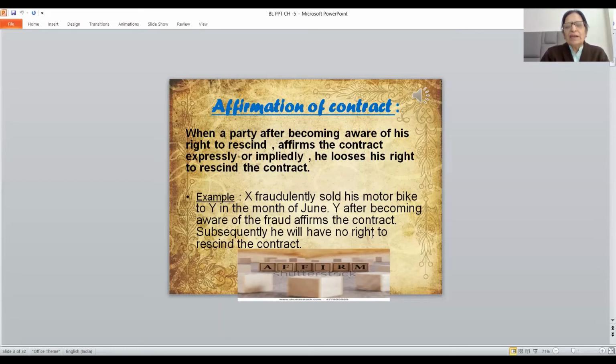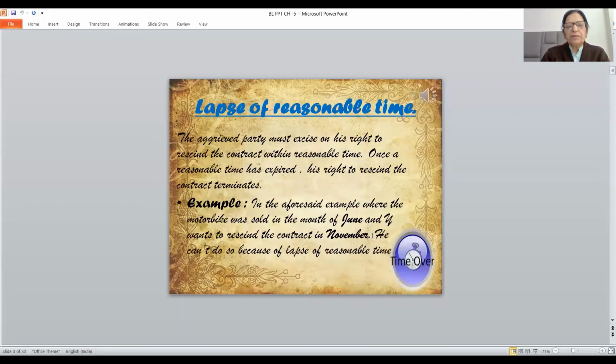Now, the example is before you. X fraudulently sold his motorbike to Y in the month of June. Y, after becoming aware of the fraud, affirms the contract. Now, once the injured party, the aggrieved party, has affirmed the contract, subsequently that party will not have the right to put an end to the contract. So his right to put an end to the contract will be lost in case of affirmation.